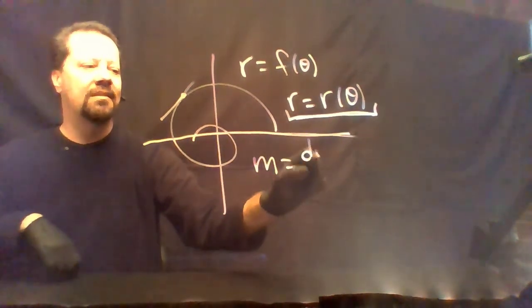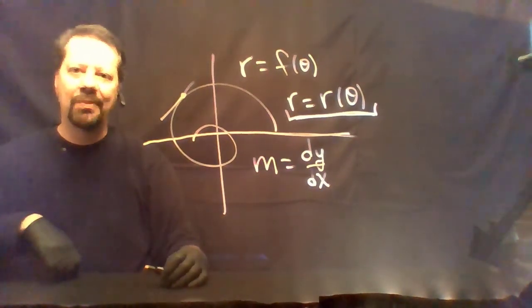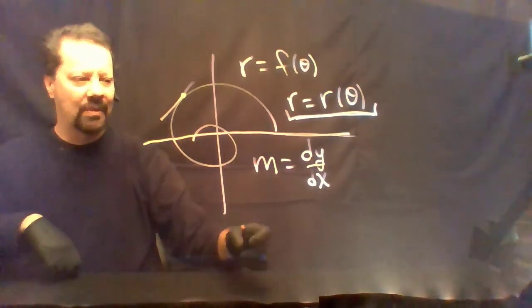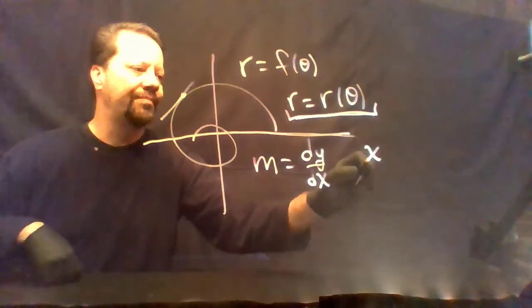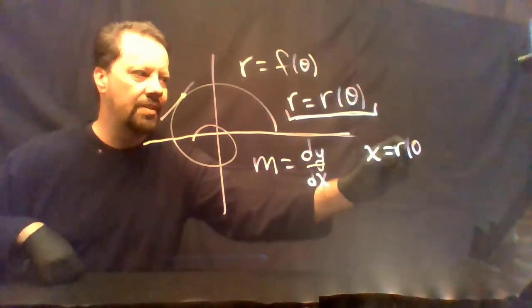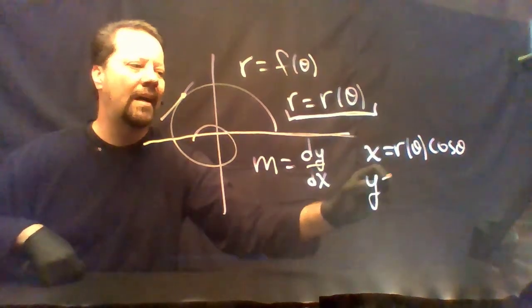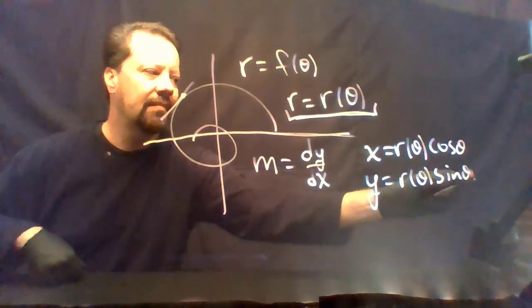is still dy dx. How do we calculate the slope of the tangent line? Well, we have to keep in mind the following formulas. x is r of theta cosine theta, and y is r of theta sine theta.